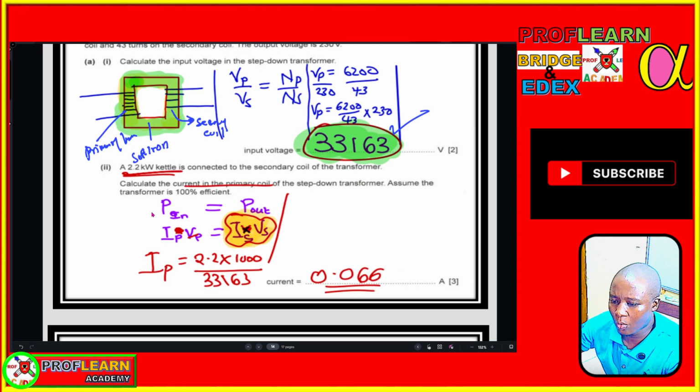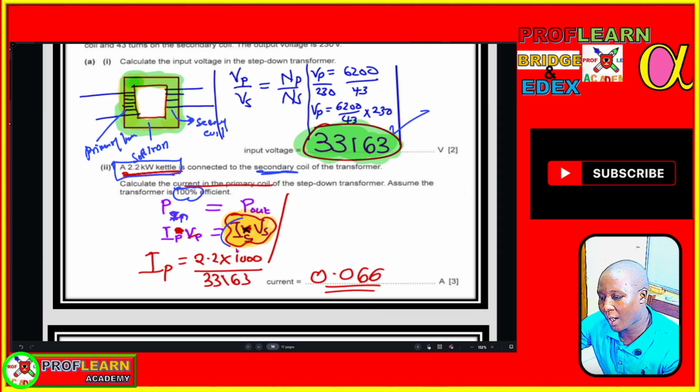Now, for Roman 2, we are supposed to use the relationship power in equals power output because of the 100% efficiency. Power in is the voltage in the primary coil times the current in the primary coil, which should equal the voltage in the secondary coil times the current in the secondary coil. Since this is connected to the secondary coil, and if you multiply current and voltage, it gives you power. This is the power output, and that power output should be this one that we have here.